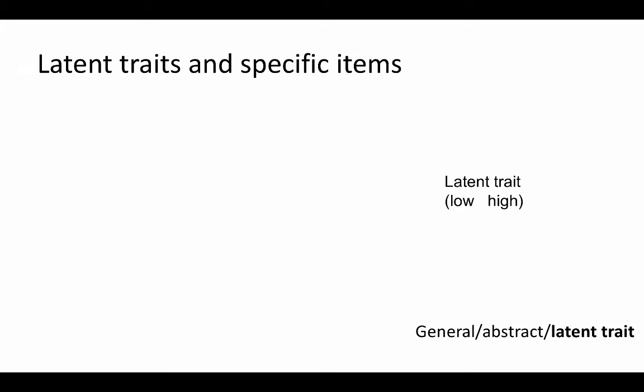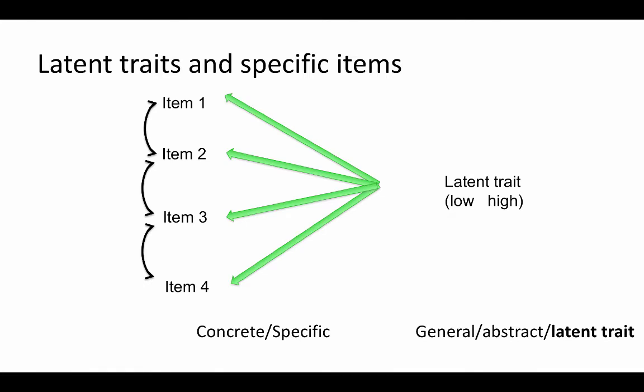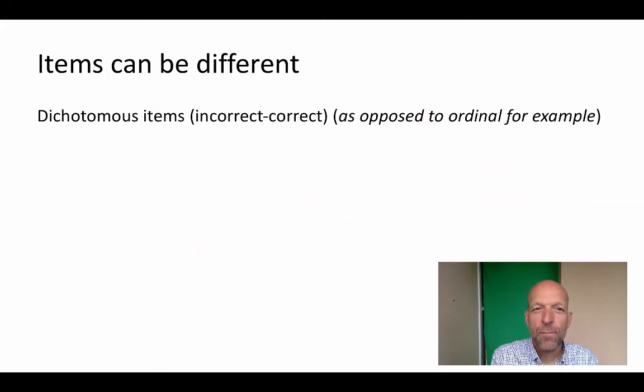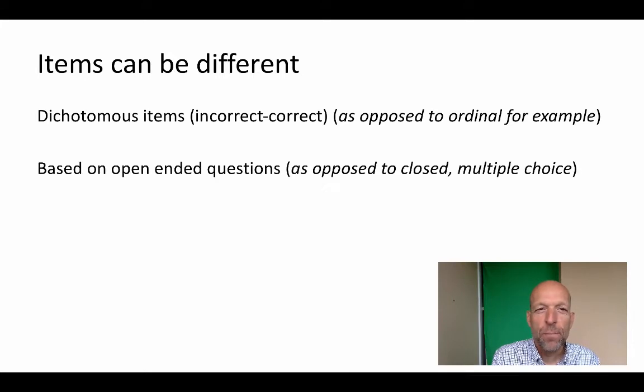Latent traits are measured by specific items. So we've got a latent trait which ranges between low and high and is general and abstract, like mathematical knowledge about addition, and we measure that using specific items. Now, if you score high on the latent trait, we expect you to answer most questions correctly. If you score low, we expect you to answer most items incorrectly, meaning that the items are associated. Items can be very different. Dichotomous items, for example, or open-ended questions.